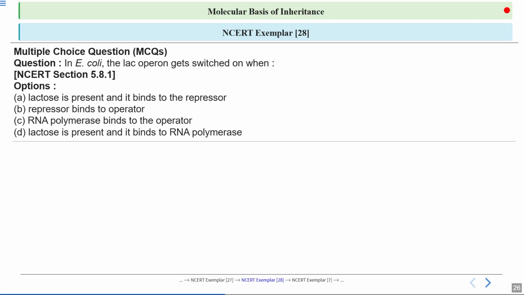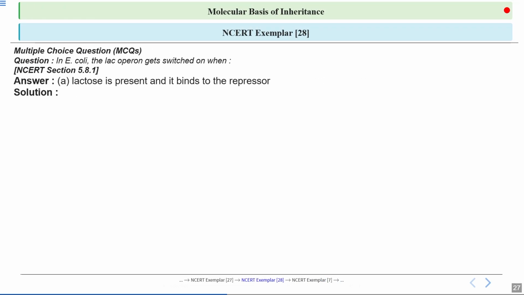So let's have a look at the answer. The option number A, lactose is present and it binds to the repressor. So lactose acts as the inducer of the lac operon. So what happens in the presence of lactose? The repressor protein, which is produced by the regulatory gene, this repressor protein usually binds to the operator.